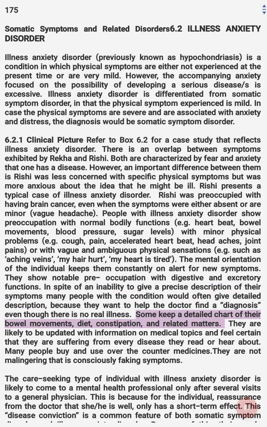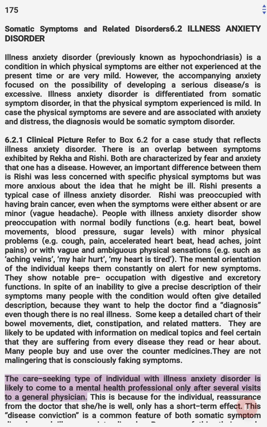Some keep a detailed chart of their bowel movements, diet, constipation, and related matters. They are likely to be updated with information on medical topics and feel certain that they are suffering from every disease they read or hear about. Many people buy and use over-the-counter medicines. They are not malingering, that is, consciously faking symptoms.